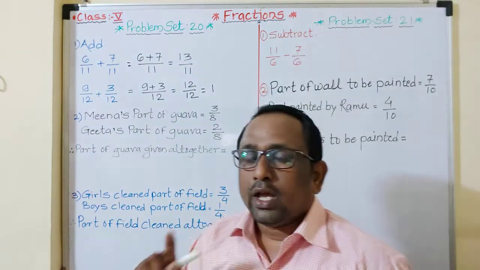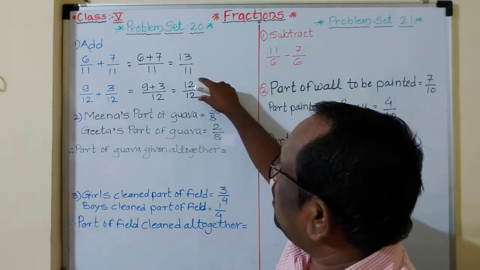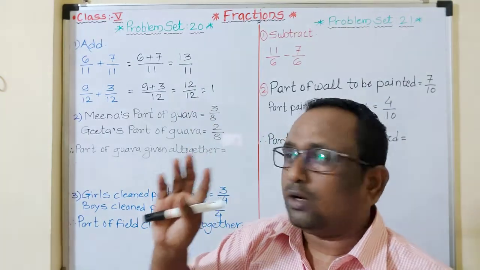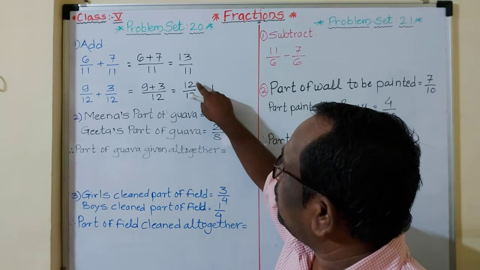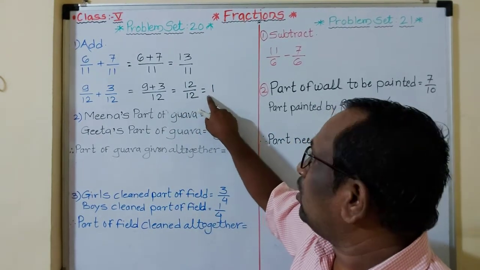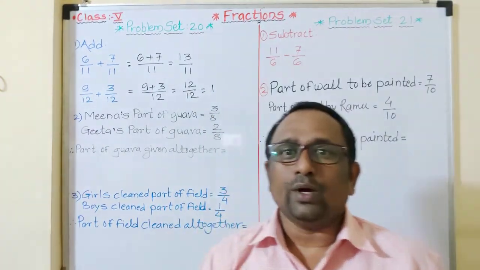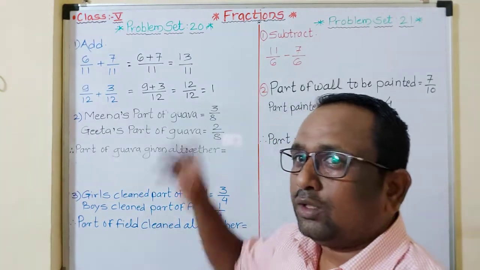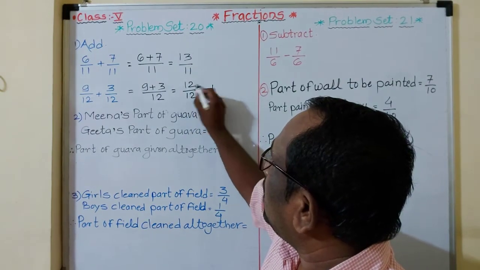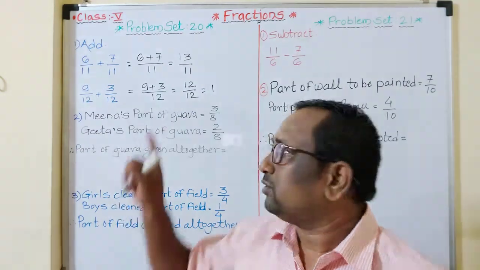Students, when you are solving this problem set number 20, first question, there are 9 examples. If you get the final answer with numerator and denominator same, then according to the rule you have to give the equal sign and write 1. So the answer is always 1. Just for information, how this comes: if we divide 12 by 12, 12 ones are 12, you get the answer 1. That's why 1 is there.